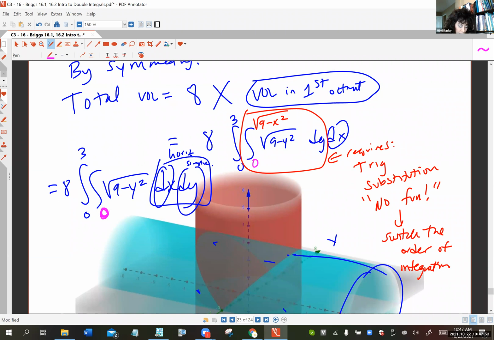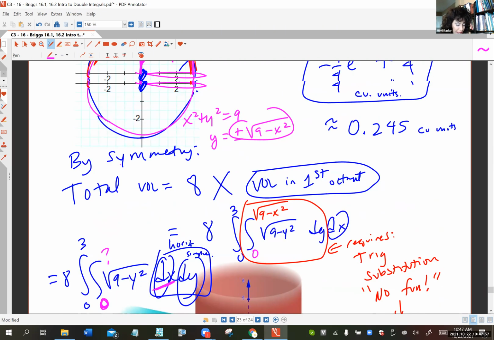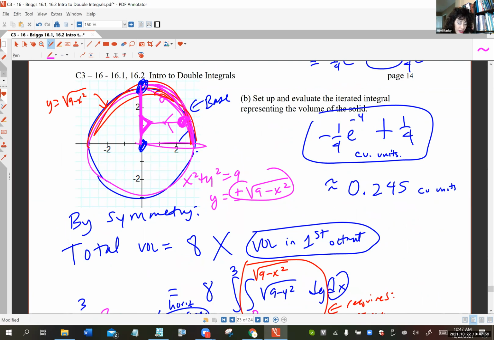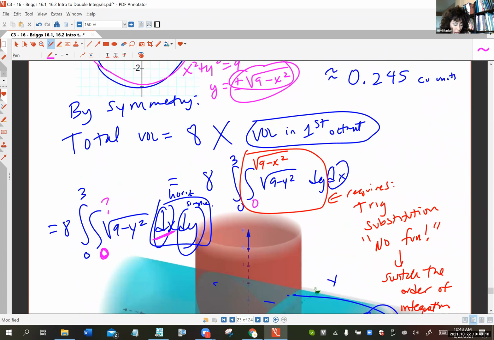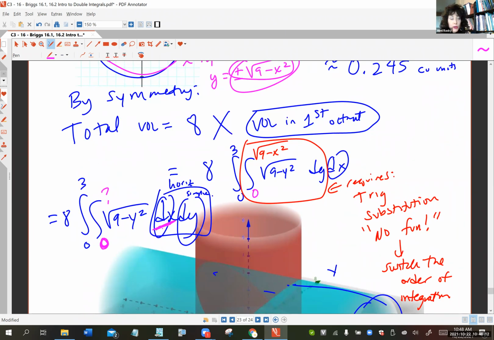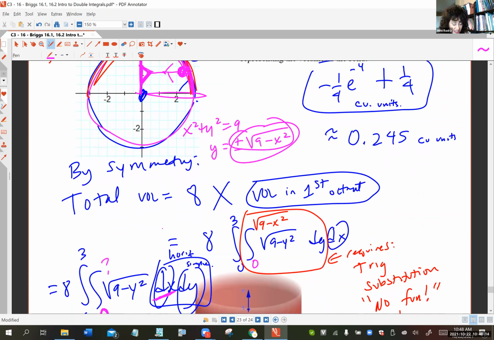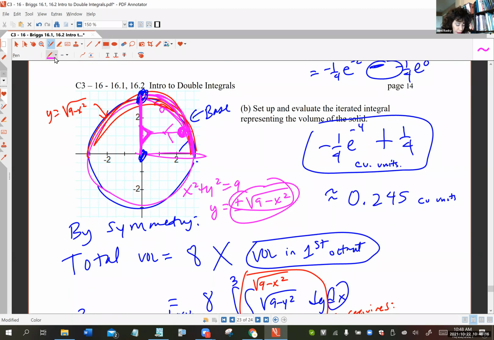So that's the lower limit for x. But what about that upper limit? Oh man. Well, the upper limit is on the circle again. Oh, well, that's the square root of 9 minus x squared, right? No, it isn't, because square root of 9 minus x squared has an x in it. And we're in the middle of the integral that's integrating with the variable x. So that's not going to work. Well, what are you going to do?